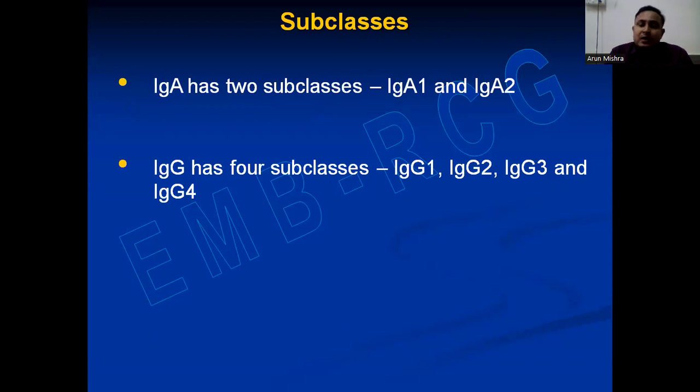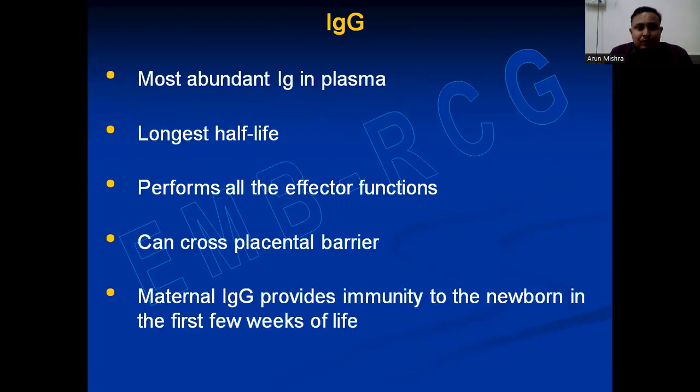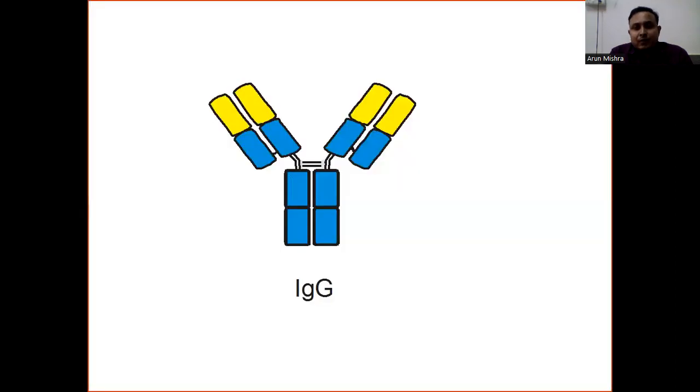IgG1 to IgG4. We see the first immunoglobulin, which is immunoglobulin G, the most abundant in plasma, with the longest half-life among all the immunoglobulins. It performs all the effector functions and can cross the placental barrier, and maternal IgG provides immunity to the newborn in the first few weeks of life. You can see the structure of IgG.